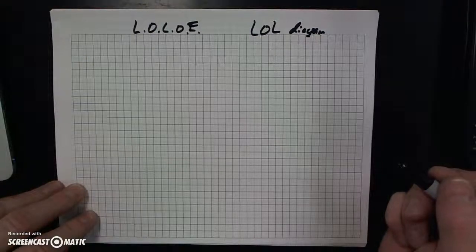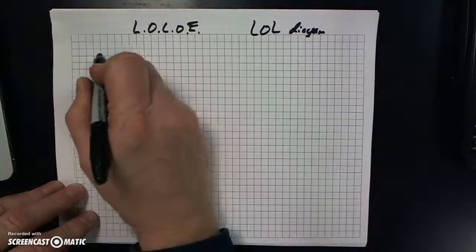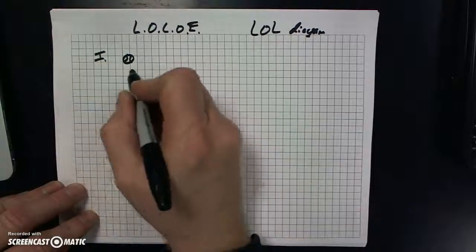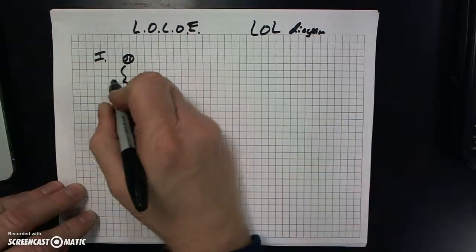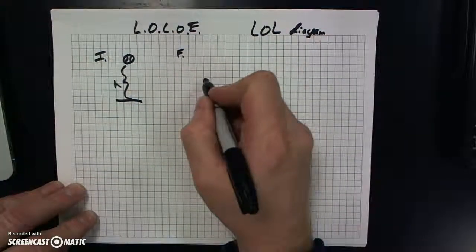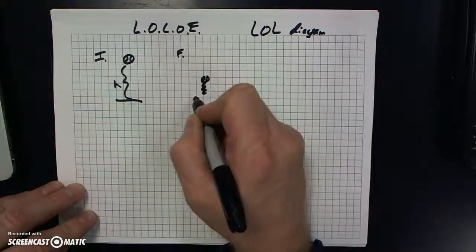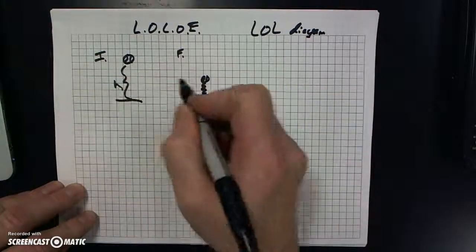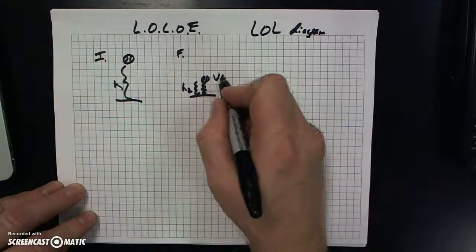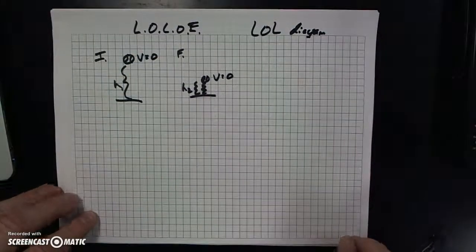Let's just do our first example. Our first example will be an initial state where we have a ball at a certain height, h, above the ground. And in the final state, we find that it has landed not on the ground, but on a spring. We'll call this h1, and then this becomes h2. At this point, the velocity equals 0, and at this point, the velocity equals 0.